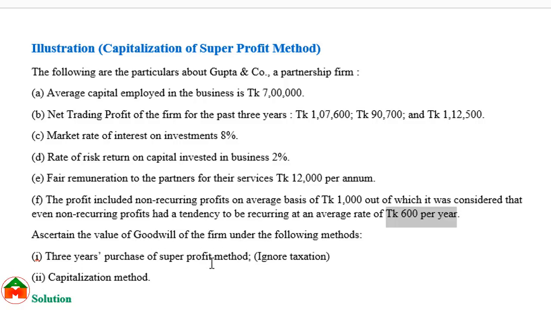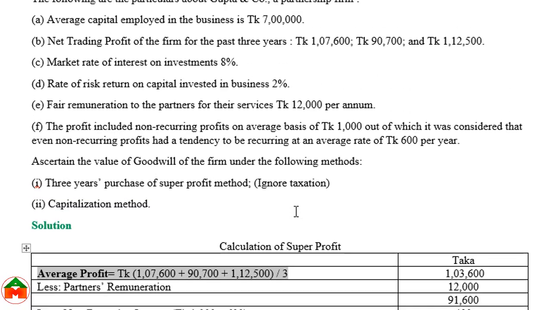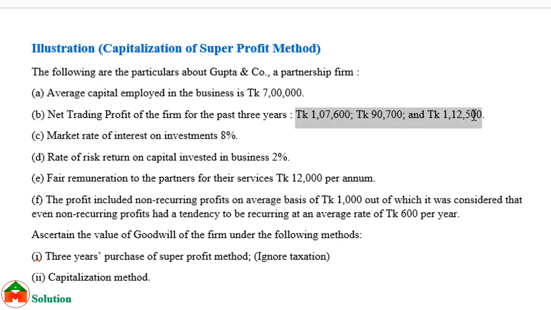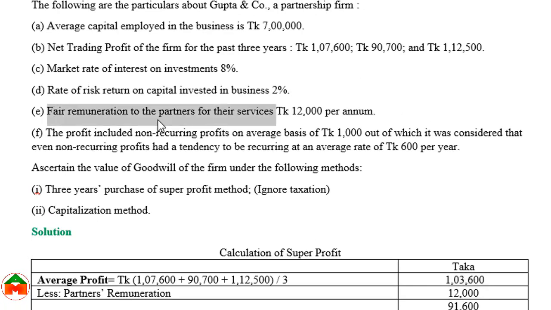Super profit, already we know the super profit. Since we are going to show the illustration on capitalization of super profit, the super profit should be calculated first. That's why this amount should be calculated. After that, we will show the capitalization method with the super profit. So here, this is the solution, calculation of super profit. First of all, we need to get the average profit. Here we can see 3 years profit. By dividing 3, we will get the average profit. And we can see there is a remuneration to the partners.